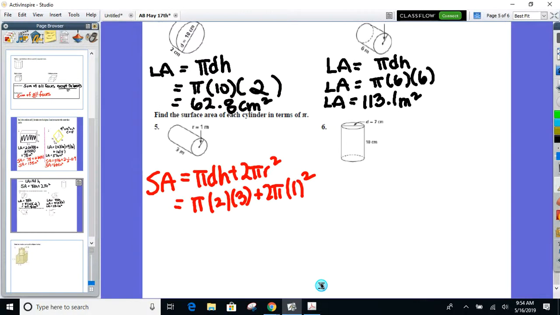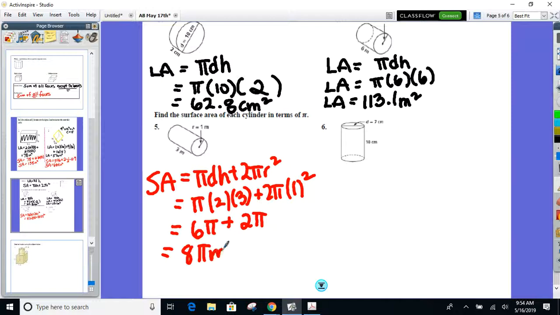Remember, leave it in terms of pi. Don't punch that pi button on the calculator. So I got 6 pi here, plus 1 squared times 2 on the right side. Can you combine these? Do they both have a pi in it? Yeah. So my final answer here is going to be 8 pi meters squared.